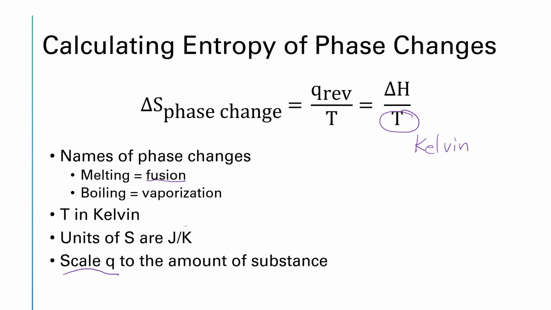We may be asked to find the entropy change for, say, 100 grams of material, but we're given the delta H for the phase change per mole. And so we may have to do a little bit of math there to go from moles to grams.